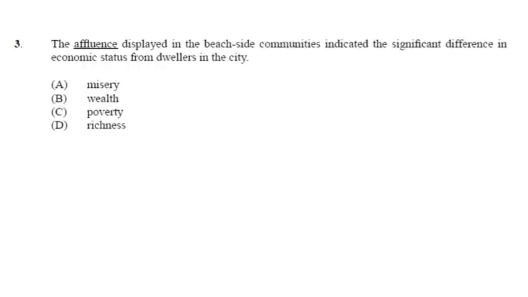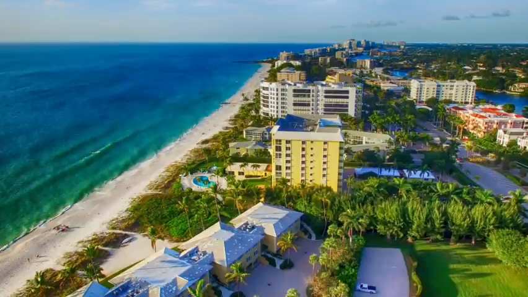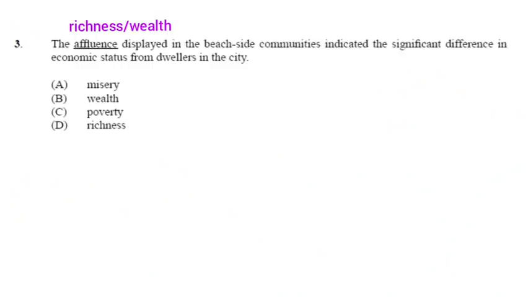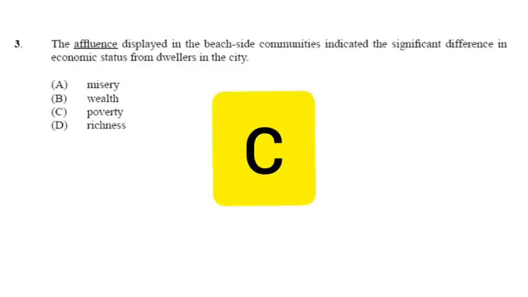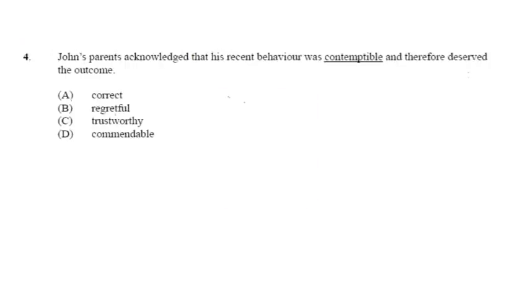Item 3. The affluence displayed in the beachside communities indicated the significant difference in economic status from dwellers in the city. The answer options are A. Misery, B. Wealth, C. Poverty, and D. Richness. So if you live in a community looking like this, it means that you live in a rich or a wealthy community. The opposite of rich is poor, therefore the answer is C. Poverty.